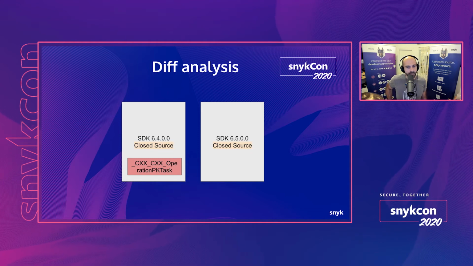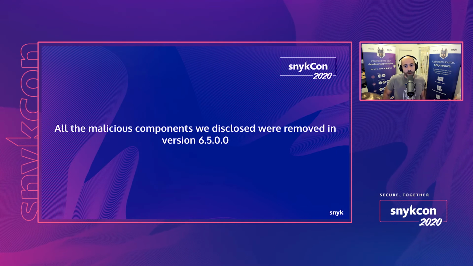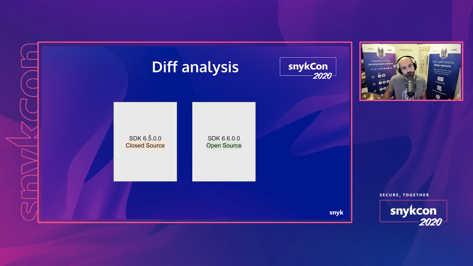So that was a great sign. But then we compared version 6.5, the closed source version, to the 6.6 version, which had open source available. Just one note on how you do binary to source code analysis. When you compare two source codes, it's easy. You just do a textual diff. When you compare two binaries, you can do a binary diff. But when you compare closed source to open source, what you can do is compare the symbols, basically the function names that were removed or added in the other release. So that's what we did.